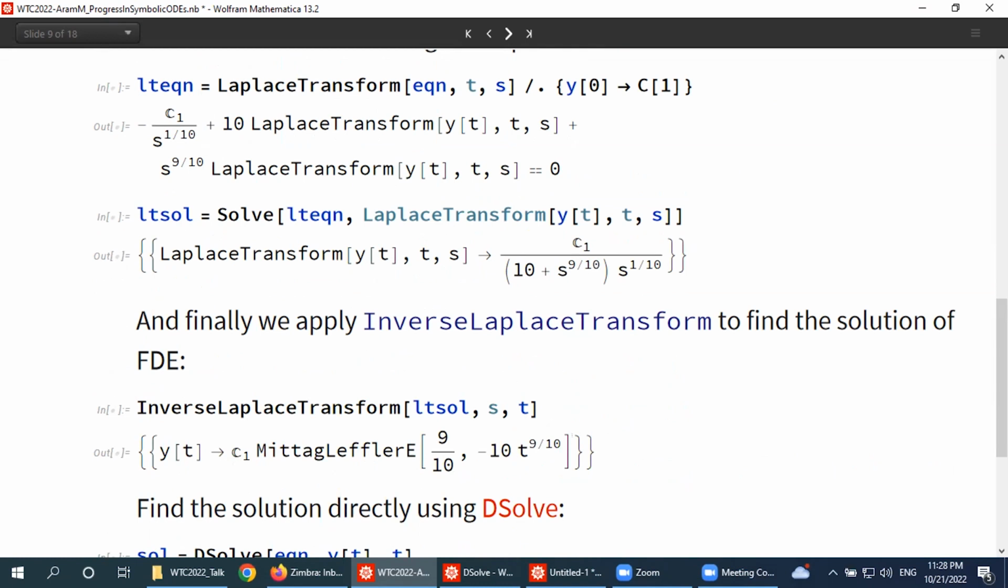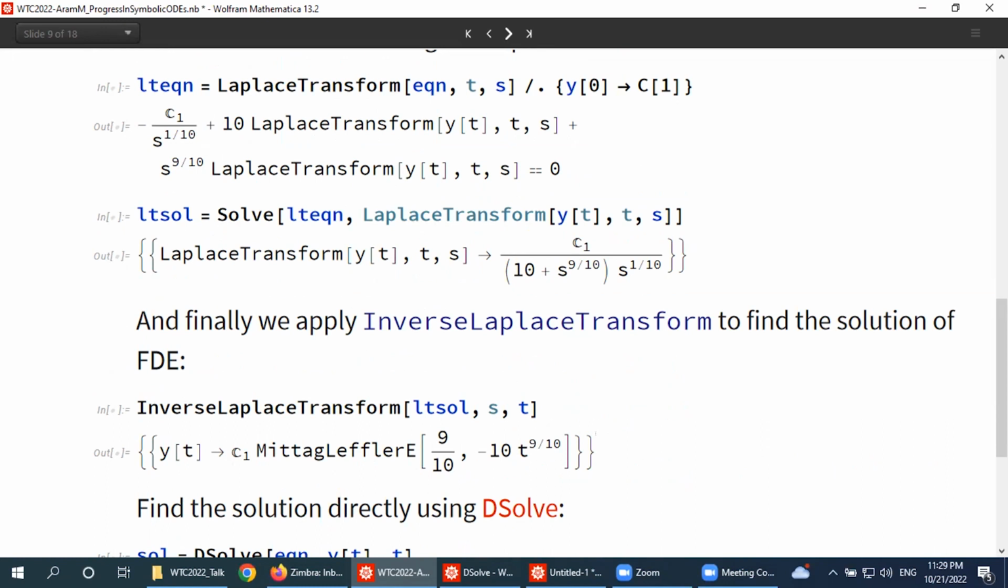The Mittag-Leffler E function is the most important function in fractional calculus because it plays the same role as exponential function in integer order calculus, which means that any linear fractional differential equation with constant coefficients can be solved in terms of Mittag-Leffler E functions.